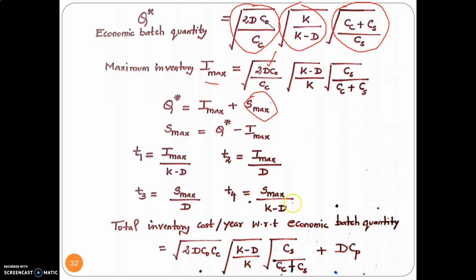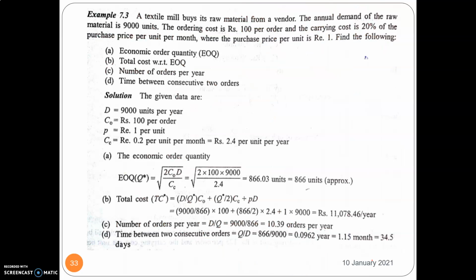We have derived the time periods. The total inventory cost is the same as the first one, that is the Wilson model: root of 2D C naught CC into inverse of production factor into inverse of shortage factor plus DCP. So remembering the formulas is very simple. All you have to do is remember all the 4 diagrams and the purchase model without shortage formulas. So we'll see some problems, and with that we'll conclude.